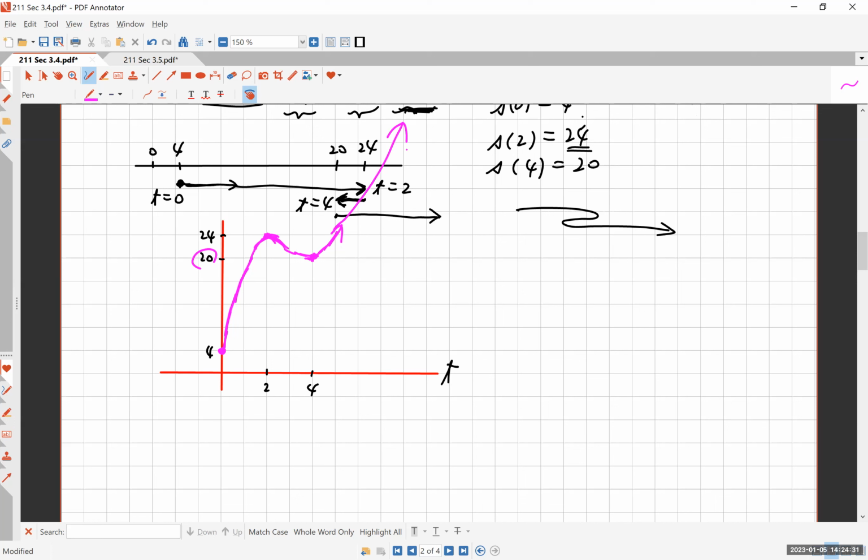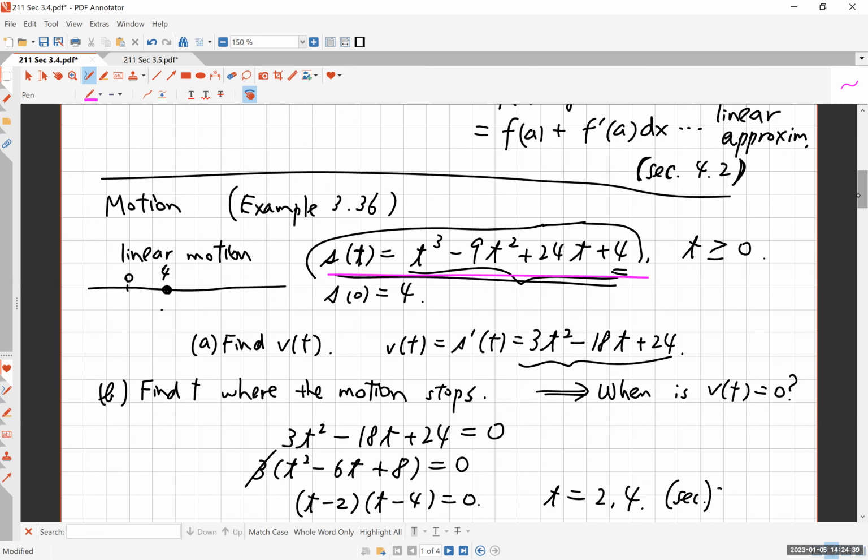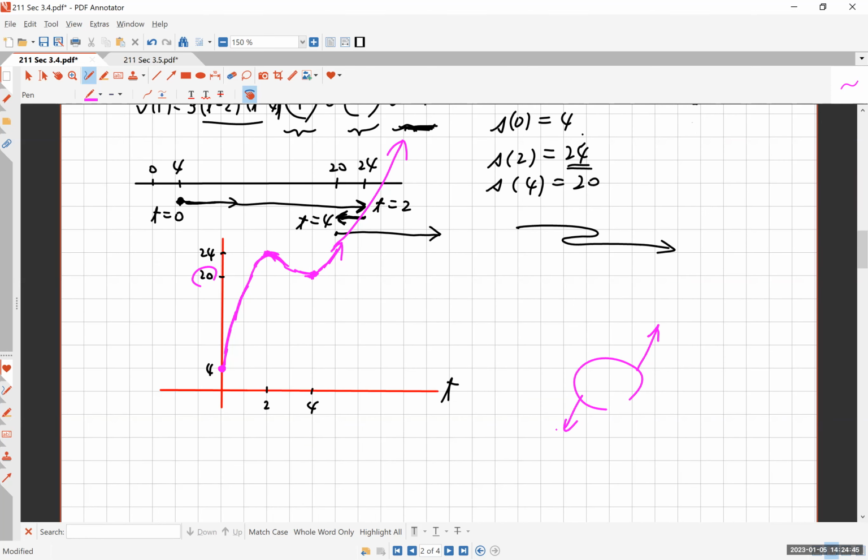This is a typical cubic function, which is good because we started with a cubic function. It's a cubic function where the leading coefficient is positive, so you knew that the end behavior is like that, which is consistent with what we are seeing. And so that describes what the motion is like that is described by this position function.